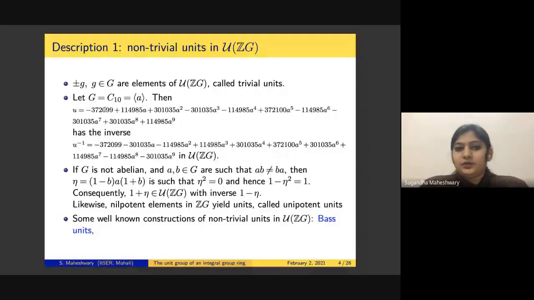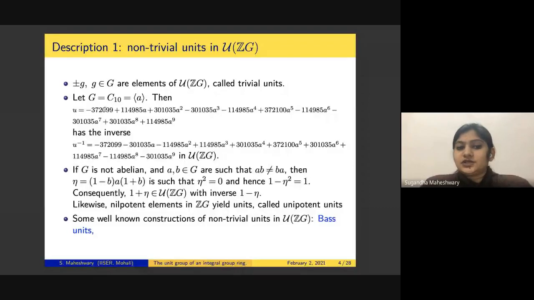And in fact, they quite well cover up the non-trivial units in abelian groups. Cover up in the sense that if you look at the subgroup generated by all Bass units, Bass cyclic units as we call them, then they generate a subgroup of finite index in the unit group of ZG. I'll come to that a little later, about subgroups of finite index, how important those are and why we study them. So Bass units are a very important construction as far as abelian groups are concerned.